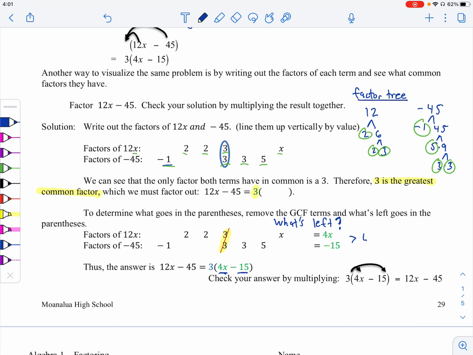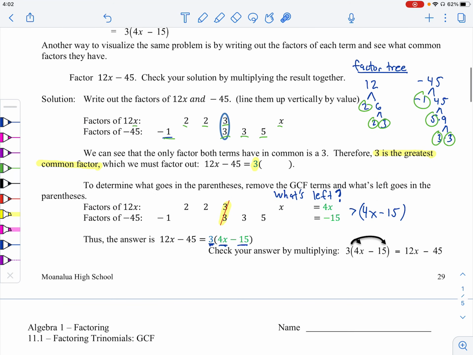So we got 4x minus 15, and that's our factored form. We have our GCF 3, we took it out, and what's left is 4x minus 15. And that's how we factor. We check by distributing. When we check our answer, we should get the same answer.